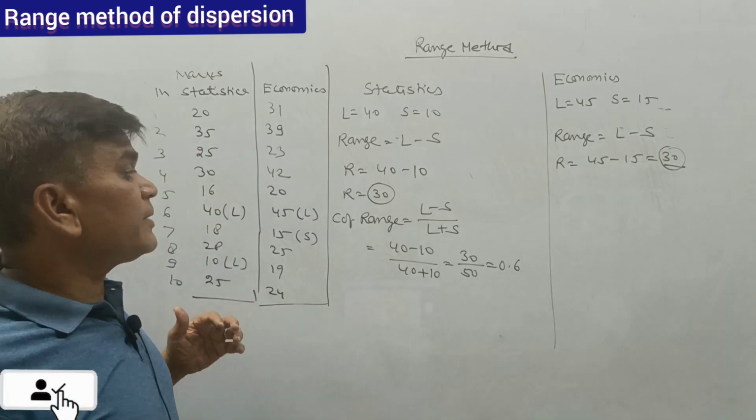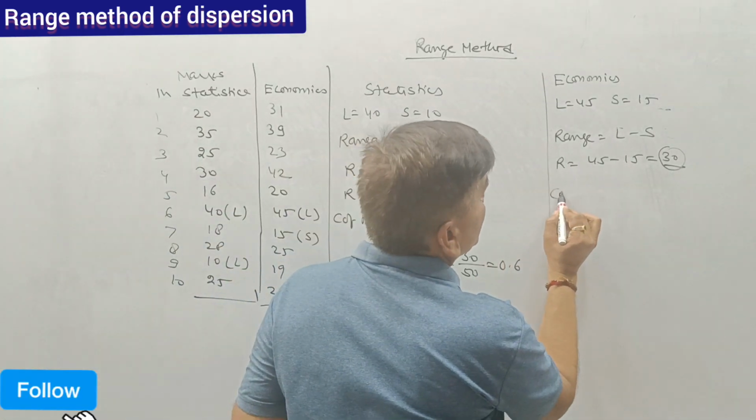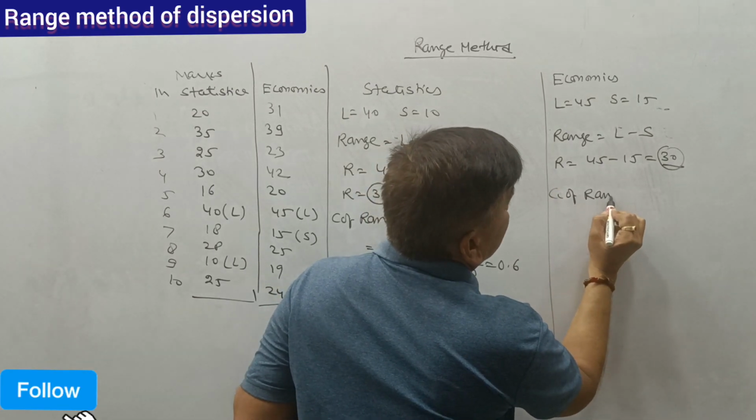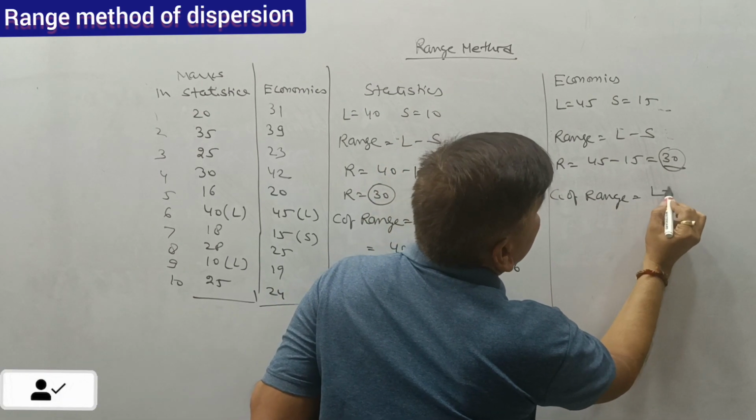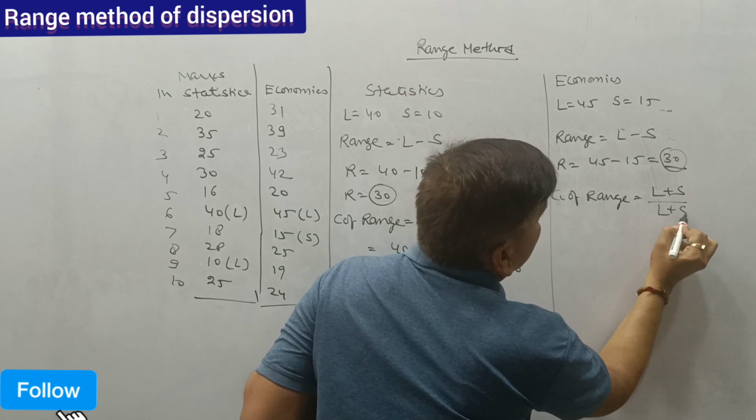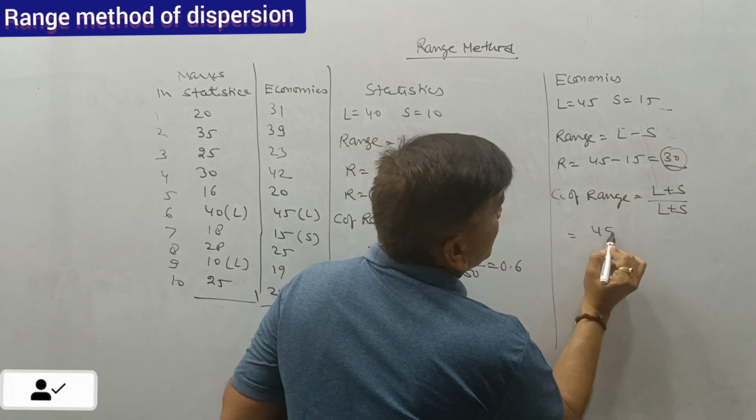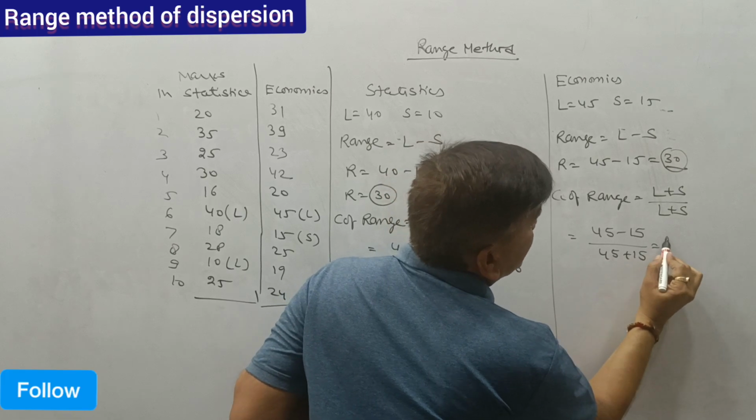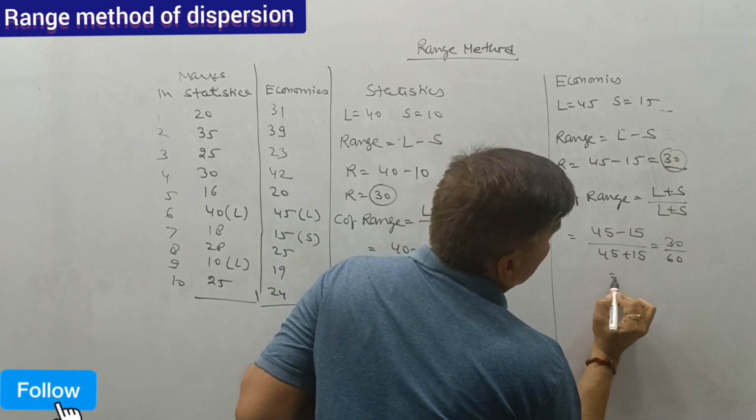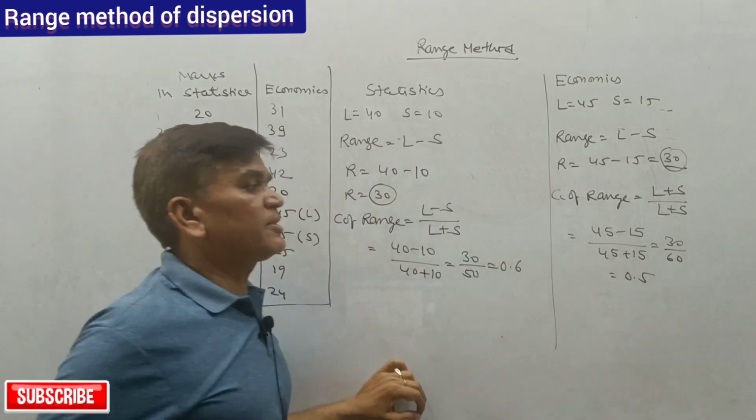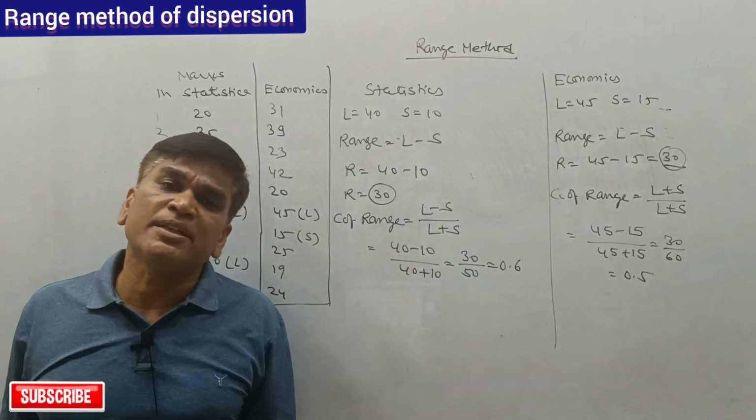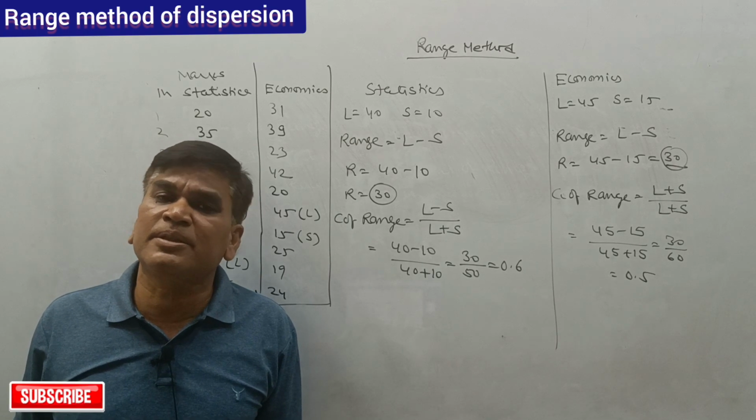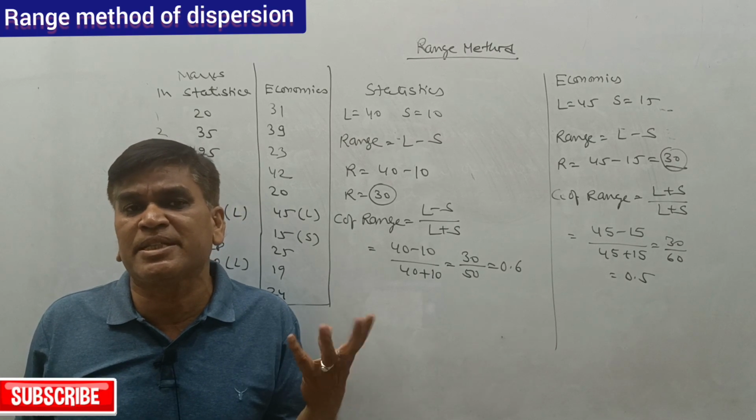So for calculating the coefficient of range, that is largest minus smallest upon largest plus smallest. So we have 45 minus 15 upon 45 plus 15, that is 30 divided by 60. So here 0.5 is over there. So we will say the range is equal in both of the series, in economics also and in statistics also.